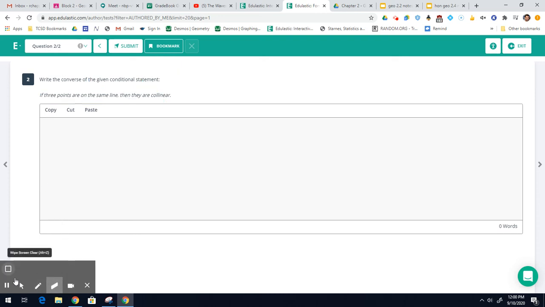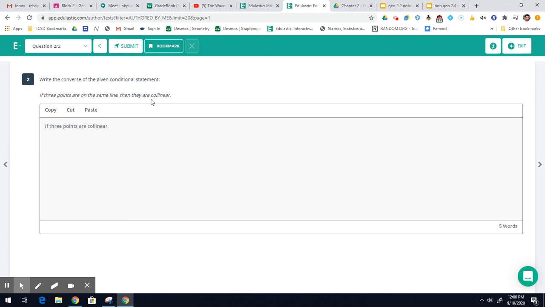All right. So when I write the converse, still start with if, but now this second part goes first, the part about being collinear. But instead of putting they, I'm going to put if 3 points. Because that's what we're talking about. That's the noun, right? The 3 points. If 3 points are collinear.